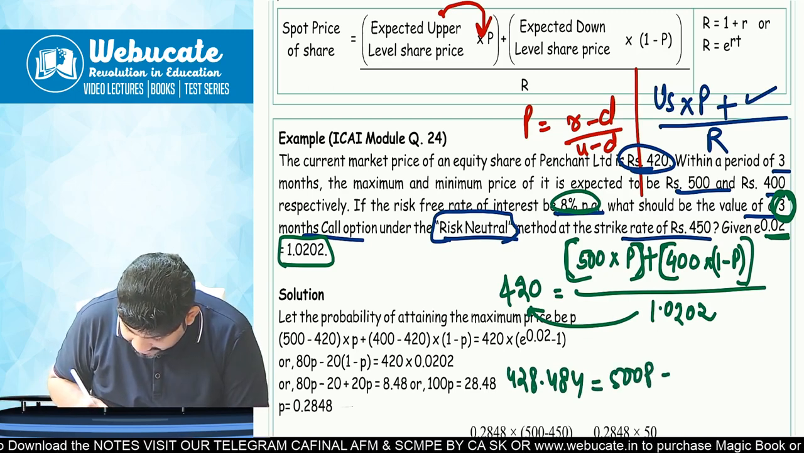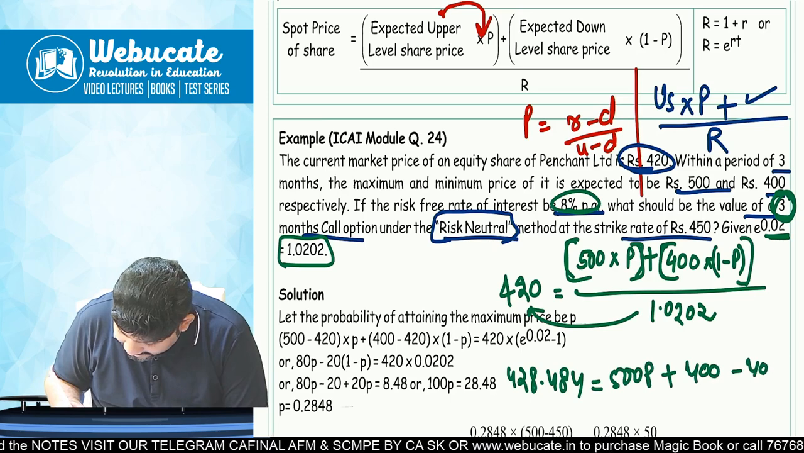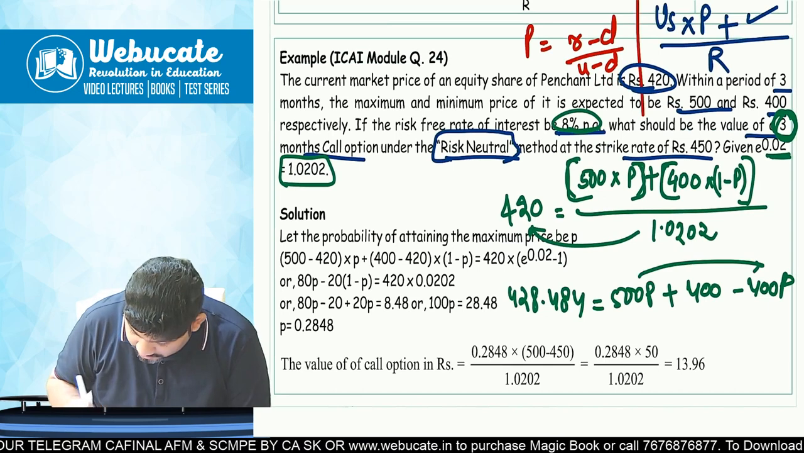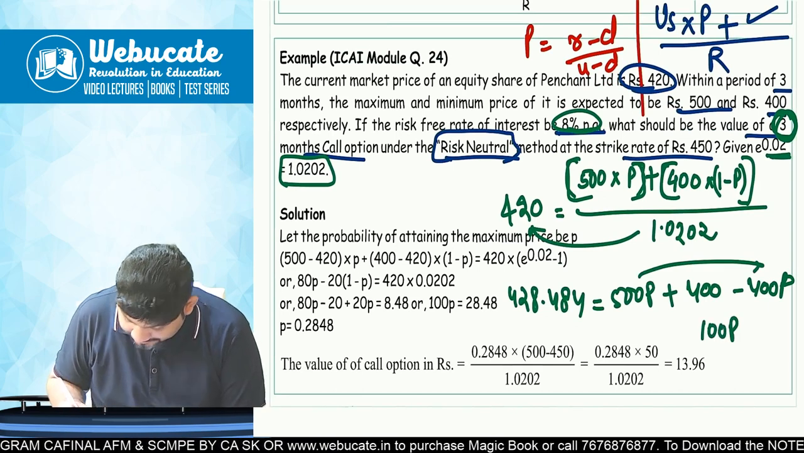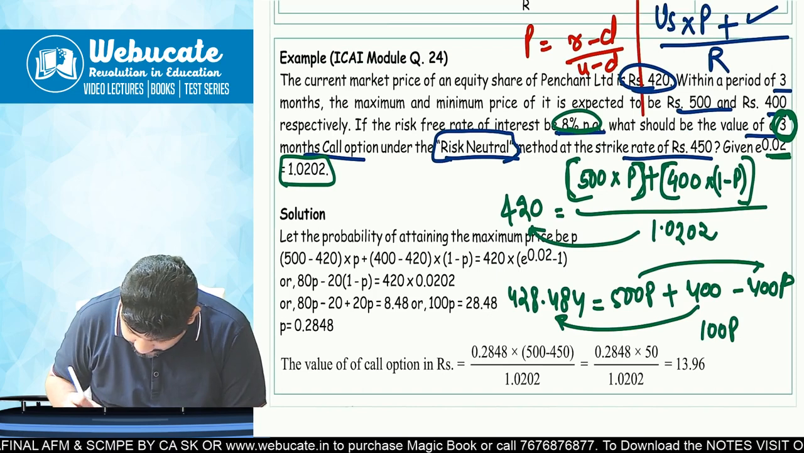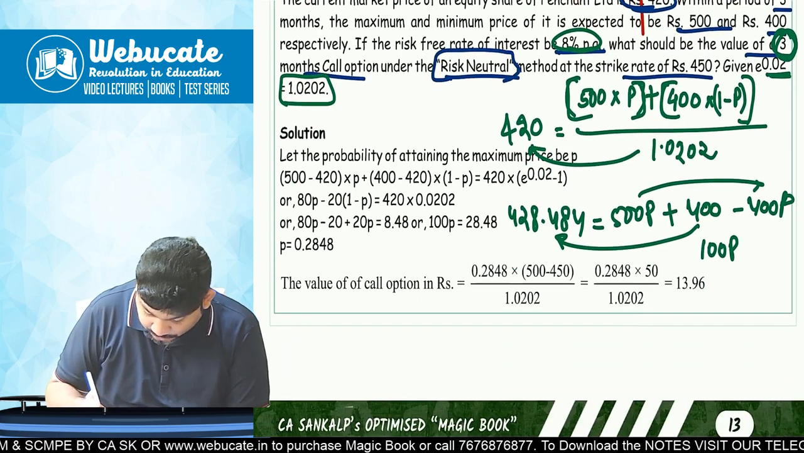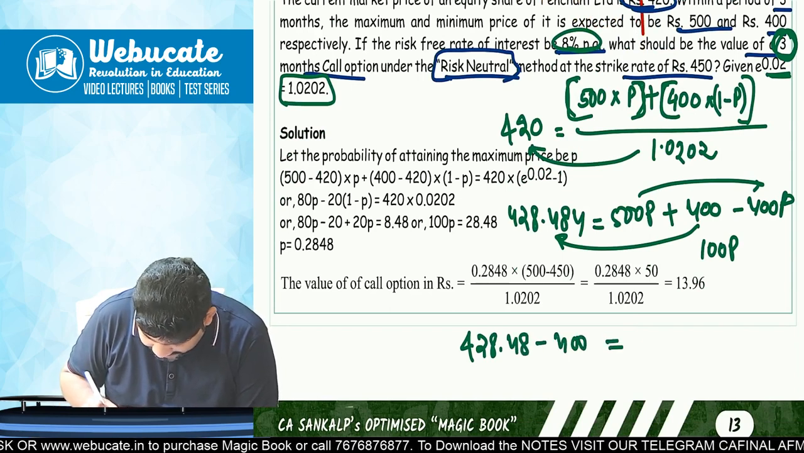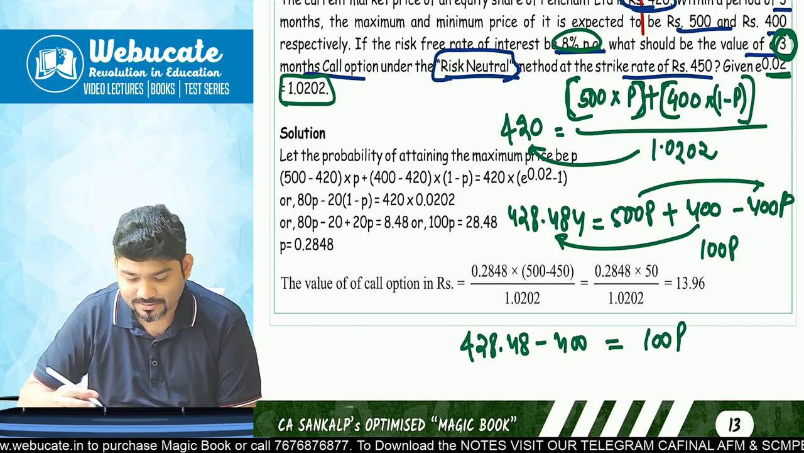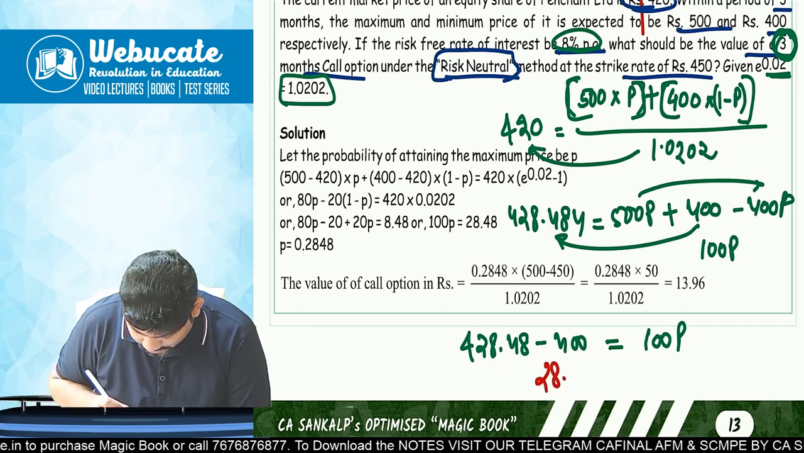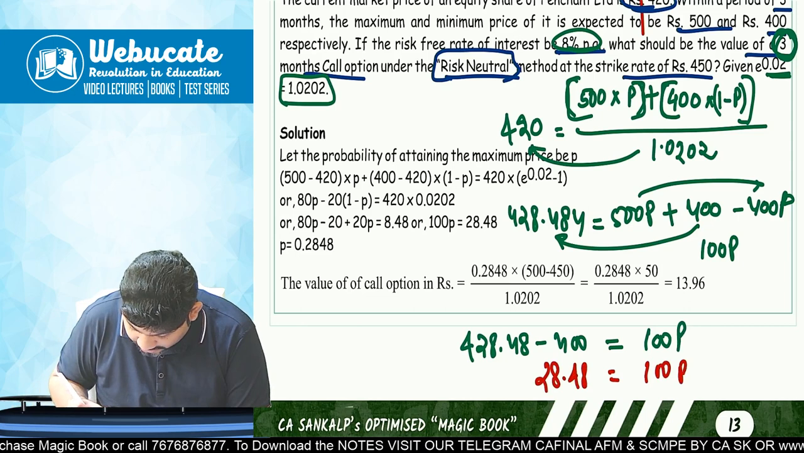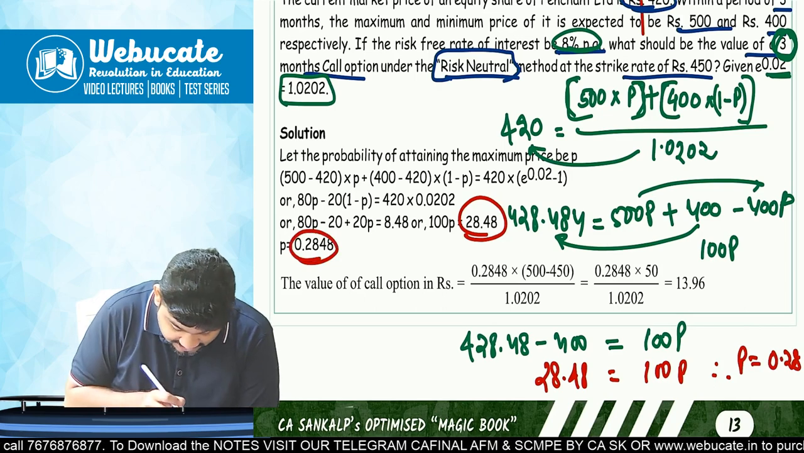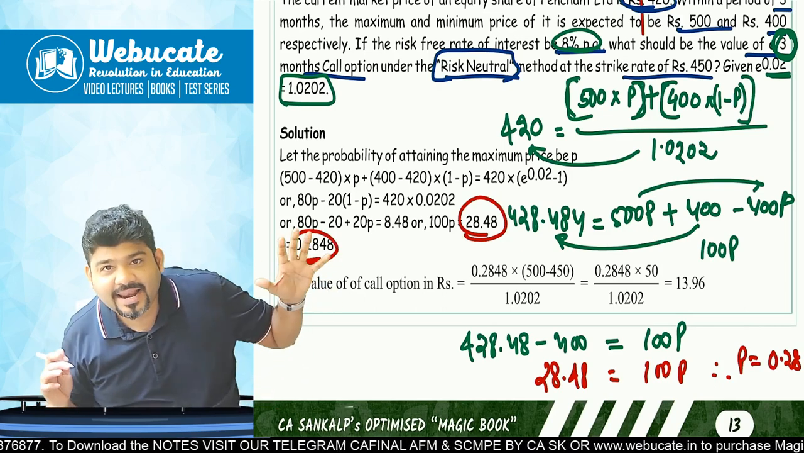It will be 500p plus 400 minus 400p. Done. So this will become 100p, and the 400 goes to the other side, so it will become 428.48 minus 400 is equal to 100p. 28.48 is equal to 100p. Therefore, p is equal to 0.284. Done. That is your probability.